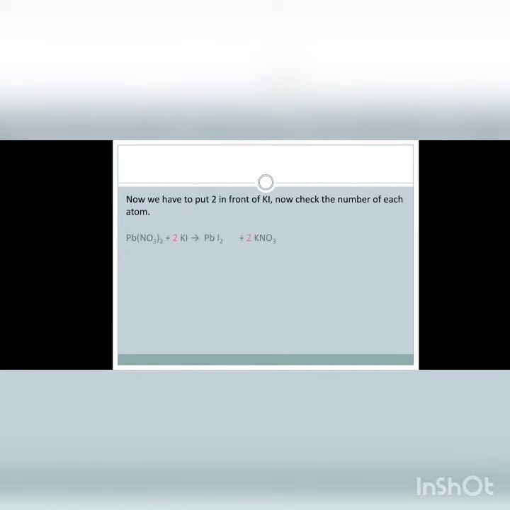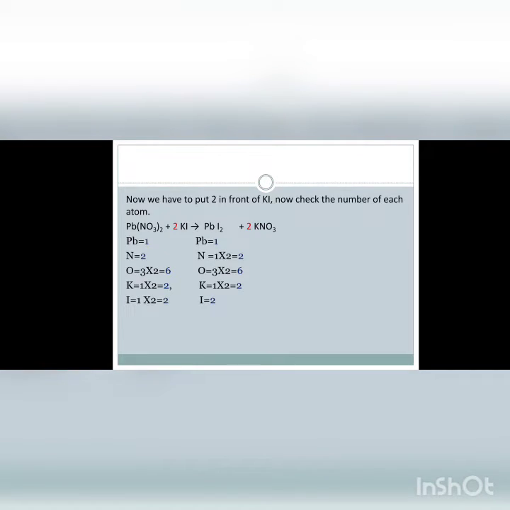Now we can see that the whole equation is balanced. Lead is going to be 1 on each side, nitrogen 2, oxygen 6, potassium 2 and iodine 2. So the equation is now balanced.